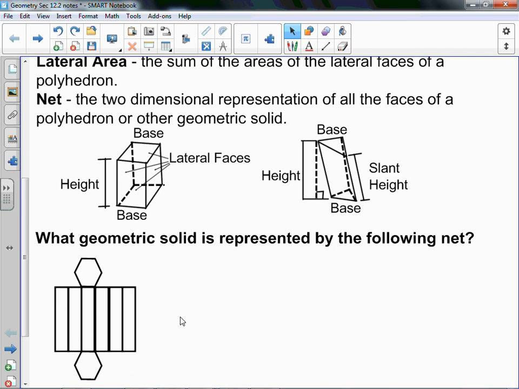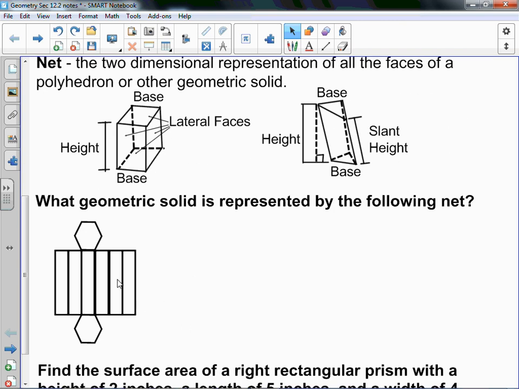So we have a picture of a net right here. I don't know what geometric solid is represented by the following net. So if we took this flat net and folded it back together to put it into a solid, then it would look something like this.